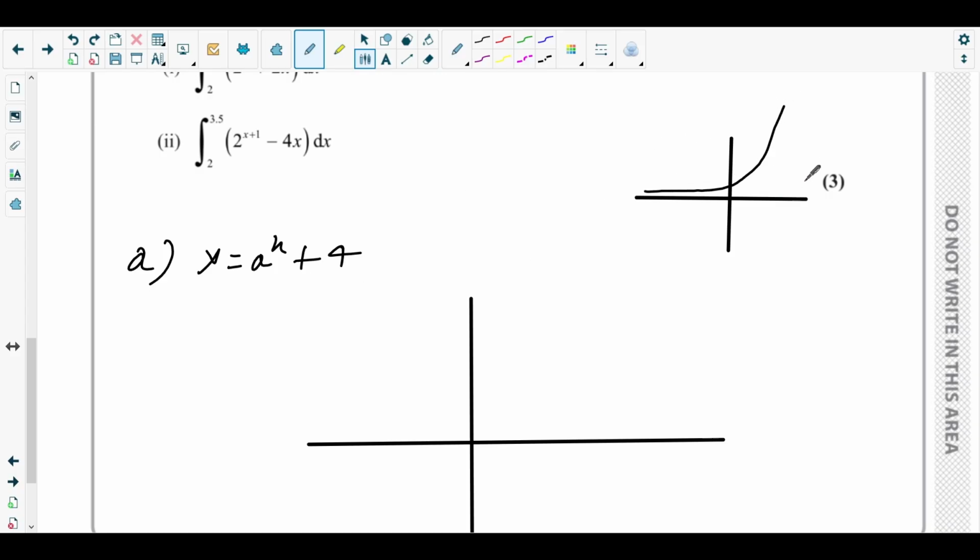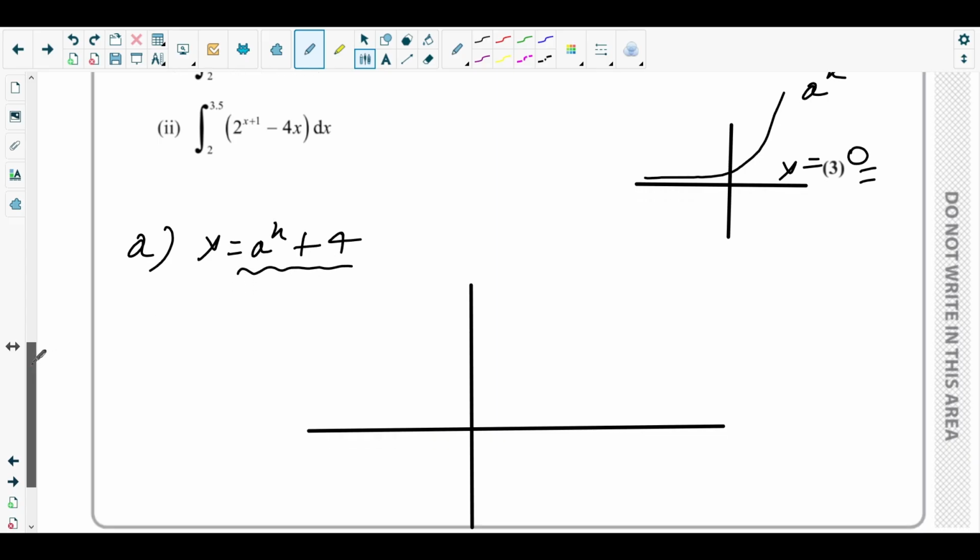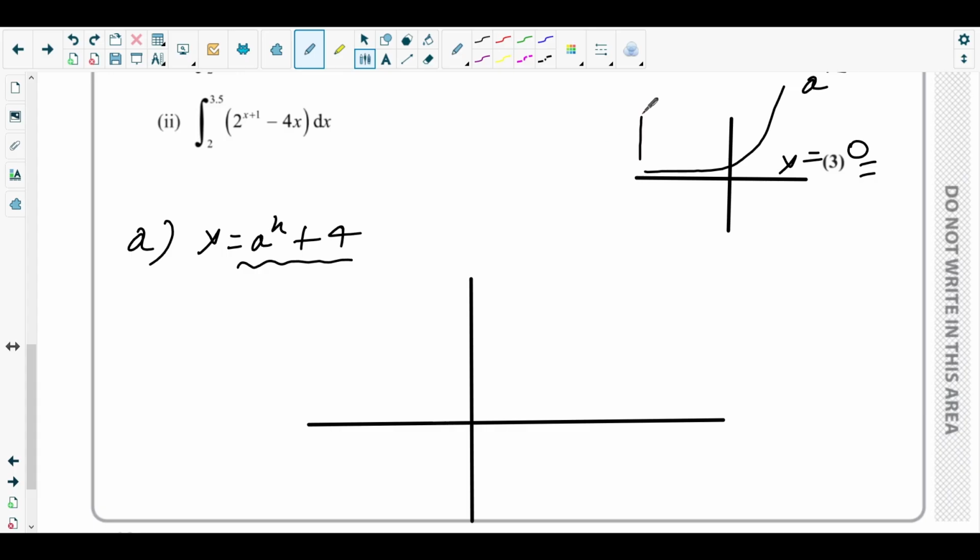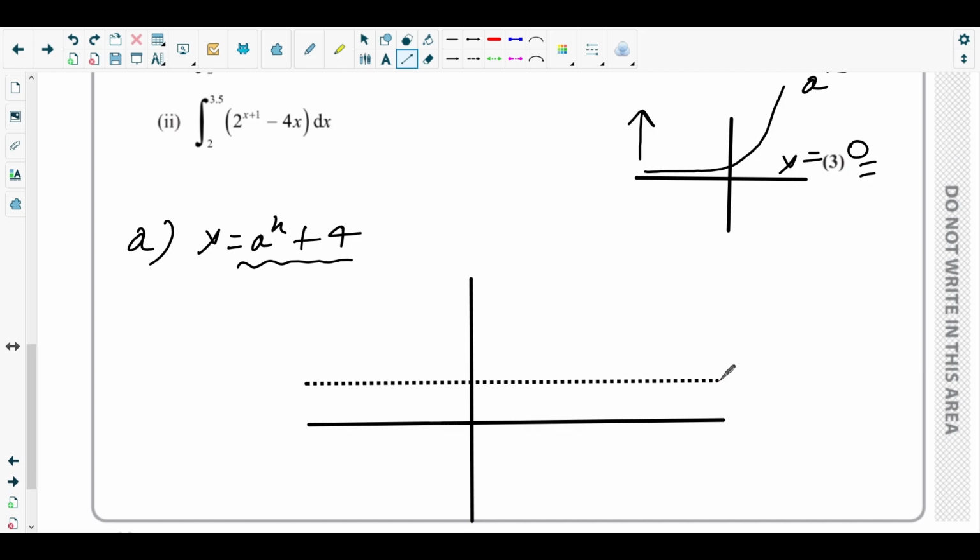Here, the horizontal asymptote: we know that exponential curves never reach the x-axis, so the x-axis, y equals 0, is the asymptote for this exponential curve. But here it is a to the power x plus 4. That means the curve will be moved along the positive y-axis by 4 units, and therefore the horizontal asymptote will also be moved along the positive y-axis by 4 units. So instead of the x-axis, it will be 4 units above.